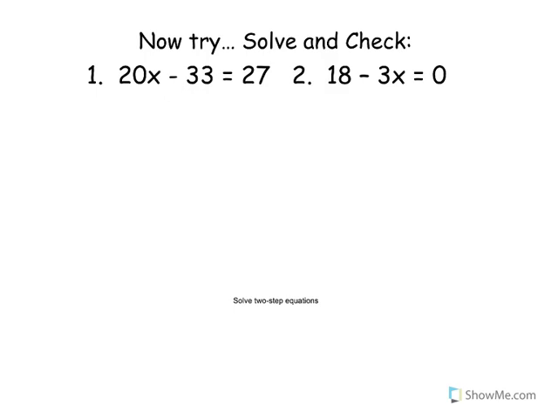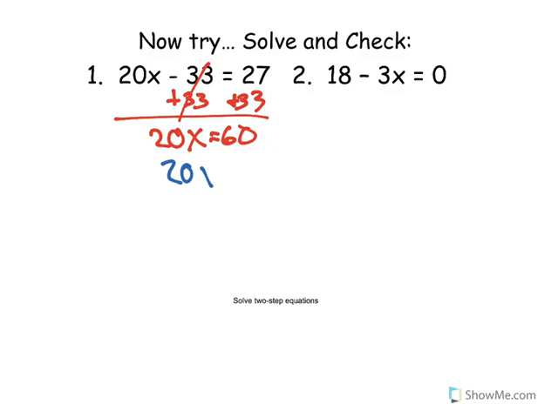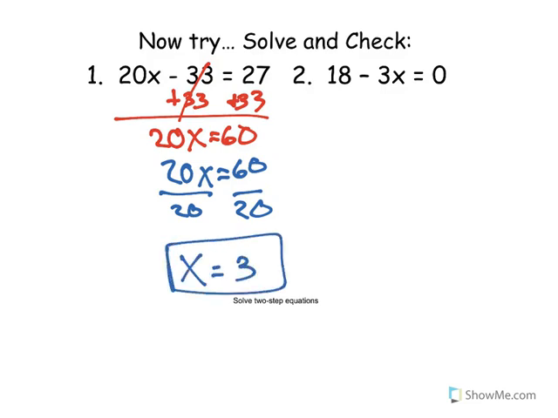Let's use a different color here. So let's add 33 on both sides. All right, so now I'm looking at 20x is equal to 60. I bring that down. Divide both sides by 20, so x is equal to 3. And if I check it, 20 times 3 is 60. 60 minus 33 is 27.